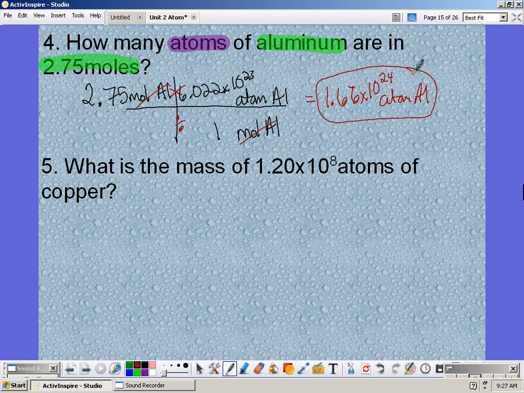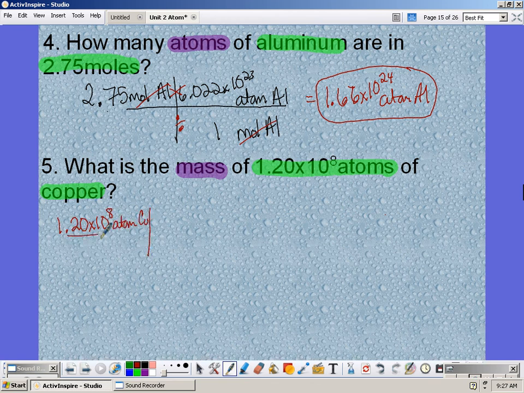In number 5, this one is probably the more difficult problem. You have 1.2 times 10 to the 8th atoms of copper, and we are looking for the mass. Notice this time we're not given moles, but mole is the key. Everything has to pass through that center mole. So this is going to tell me I need to do 2 steps or 2 ratios. So we always start with our given, 1.20 times 10 to the 8th atom copper.